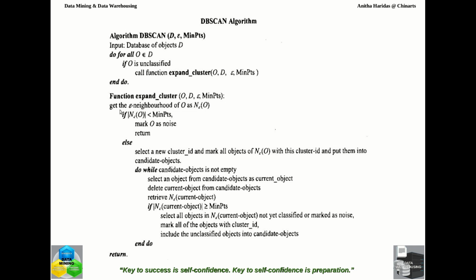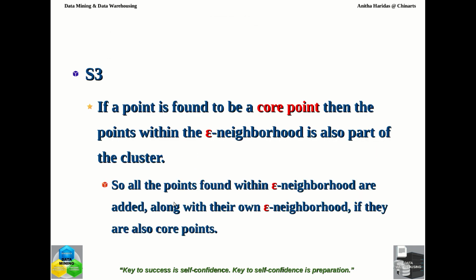So here we get the object. So this is an arbitrary object which we select in the first step, right? So we are going to find out the epsilon neighborhood of that particular object, and if it is less than minimum points, we are going to mark it as noise, otherwise we start the clustering process. So the else part will be the clustering process, right? So that is what we do here.